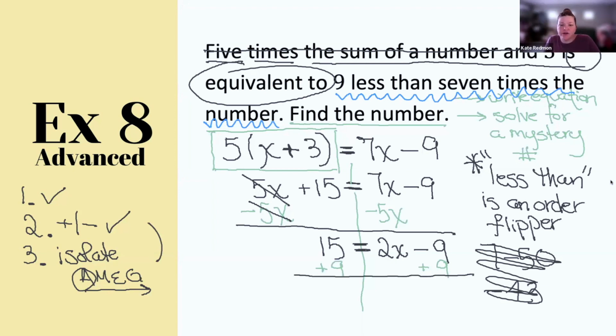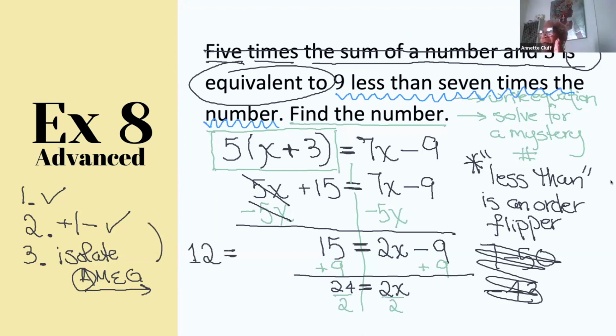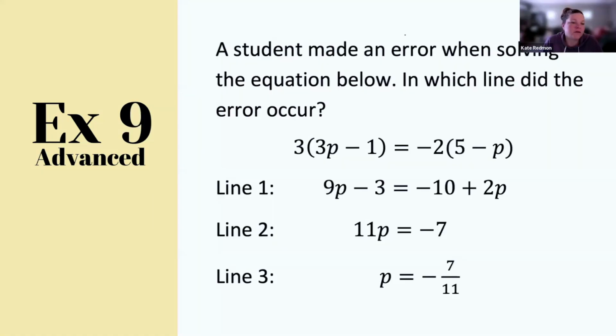Now let's see what our new equivalent equation will be. What will I have on the left-hand side? 24. Beautiful. My equal sign, and then 2x. Beautiful. Well, I can divide by 2. Brilliant. And what's my new equivalent equation going to be? 12 equals x. Good.